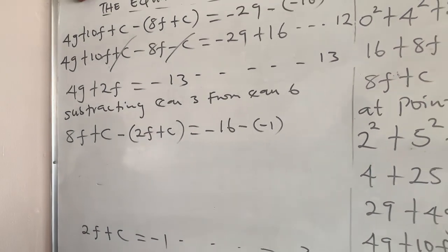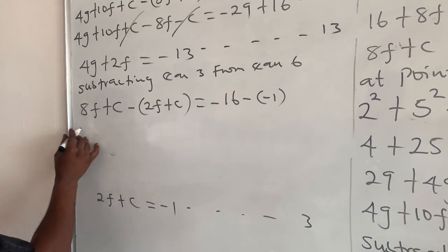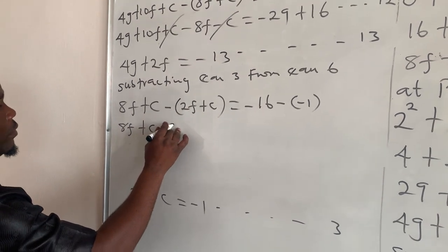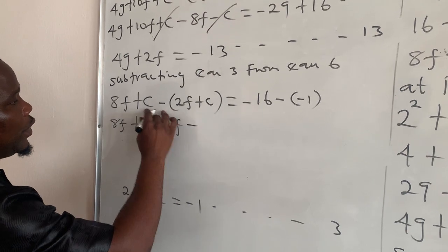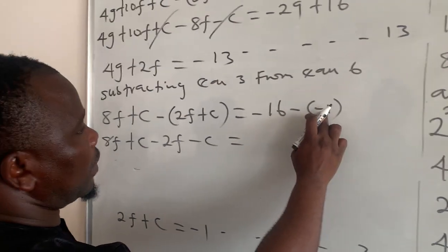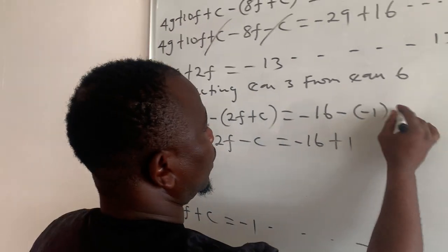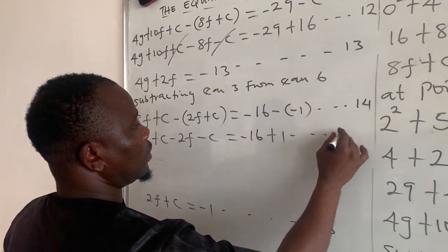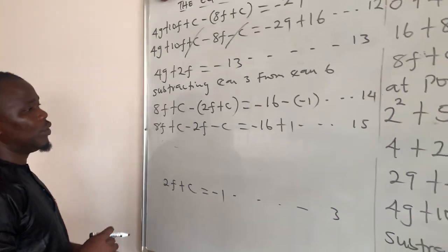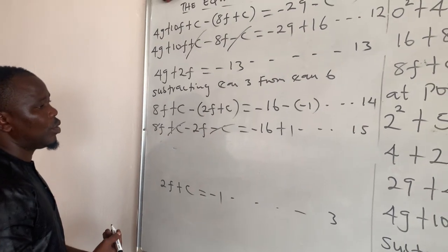So we are going to do it the way we did this one. 8F plus C, multiply this bracket, will give you minus 2F minus C equals to minus 16. Minus times minus will give you minus 16 plus 1. Sorry, we did not name this one. This is equation 14. This is equation 15. So if you agree with me, without loss of generality, this and this will go.